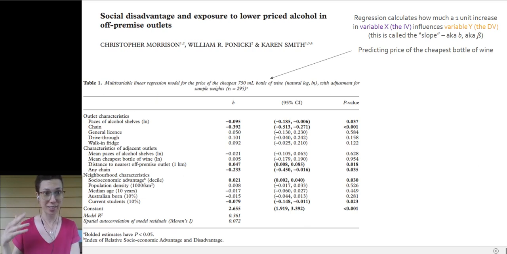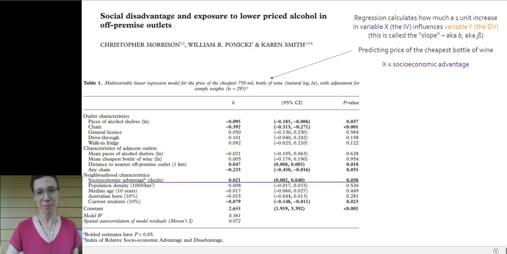So multivariate, we saw that term earlier. Here we see it coming back up again, especially in the world of regression. Things get very complicated very quickly. People end up throwing all kinds of variables all together. Still looking at linear regression though, so we'll do our best to focus in on just one of those variables. We're predicting the price of the cheapest 750 milliliter bottle of wine with adjustments for sample weights, other statistical stuff that we won't go into.